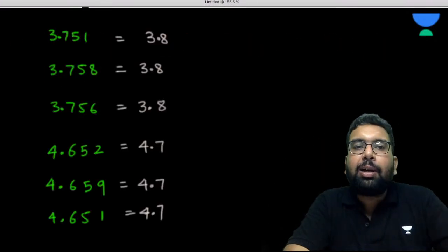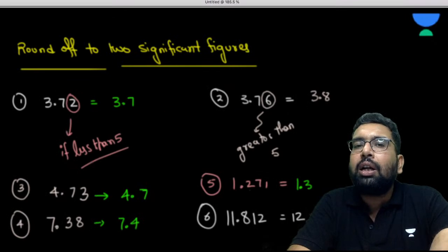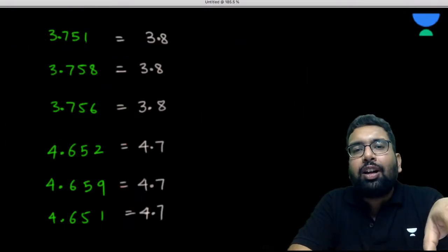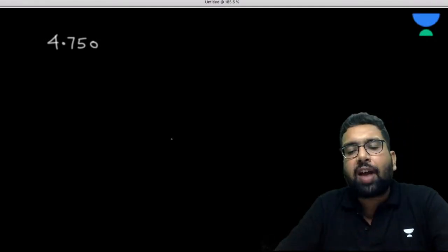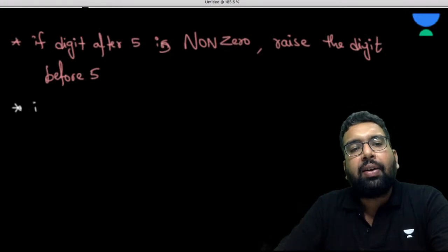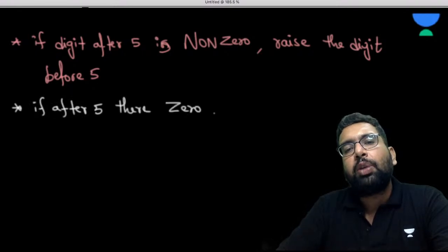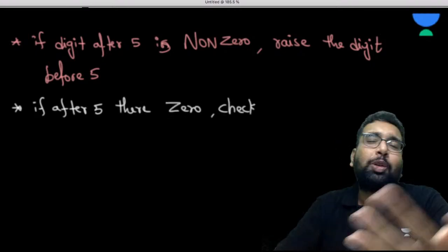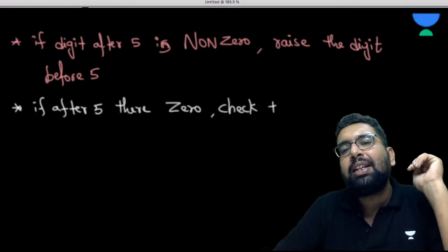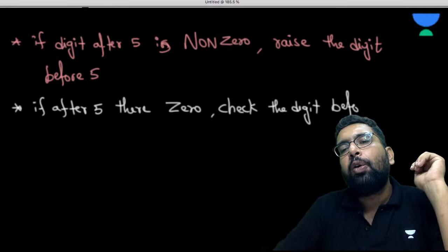So the first fundamental is not going to work, and this thing is also not going to work. Now, what is going to work here? Please observe this. Whether to increase this 7 or keep it the same, if after 5 there is 0, what do you need to do? You don't have any other option, you need to check the digit before 5.